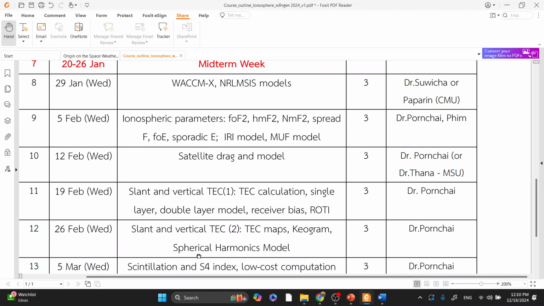Okay. This semester we will try to look at the double layer model of TEC as well. That has attracted attention recently. Okay. See you next time.